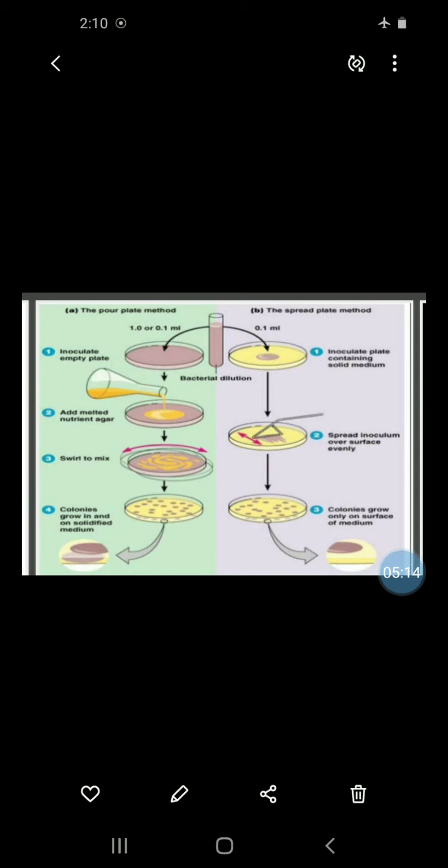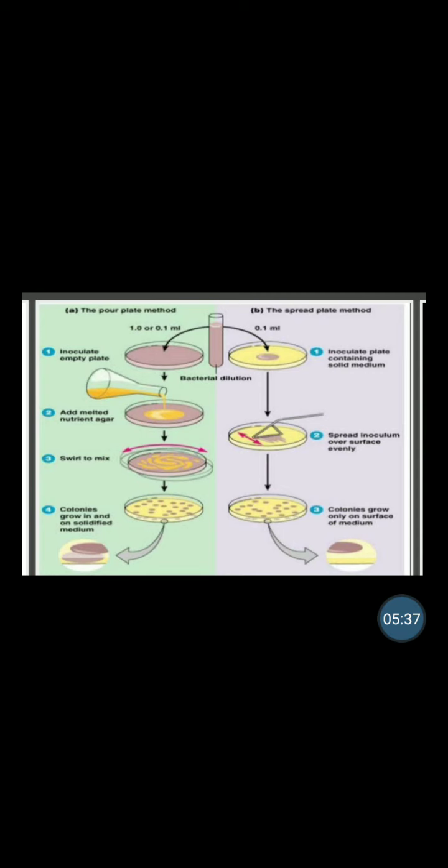In the spread plate method, first inoculate the plate containing solid media. Here we can see the bacterial dilution. For both methods, we can use 1 ml or 0.1 ml of bacterial dilution. Then second, spread the inoculum over the surface, and the spreading should be even. Next, the colonies grow only on the surface of the medium. Here we can see the colonies.